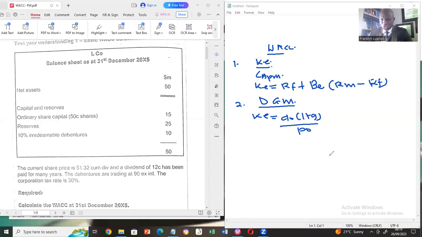Now, where there is no growth, the cost of equity will be D0 divided by the share price, multiplied by 100. So there is no growth. Dividend has been paid at the same amount throughout the period or years.